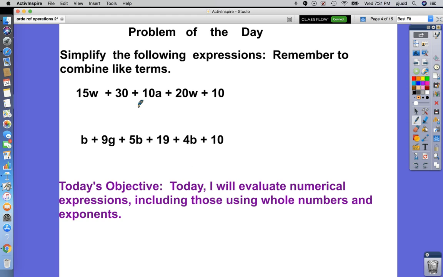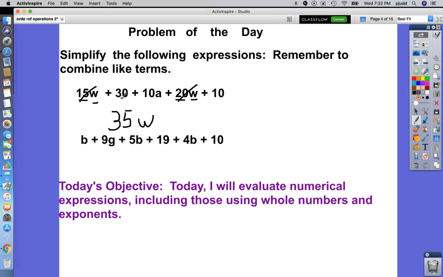Okay, so now I have 15W, and I'm going to look to see if I have any other term that has the variable W in it. And I notice that there are 2. This has a coefficient of 15. This has a coefficient of 20. I can add my coefficients together, and I have 35W. And if you want, you can cross them out so that you know you've already included them.